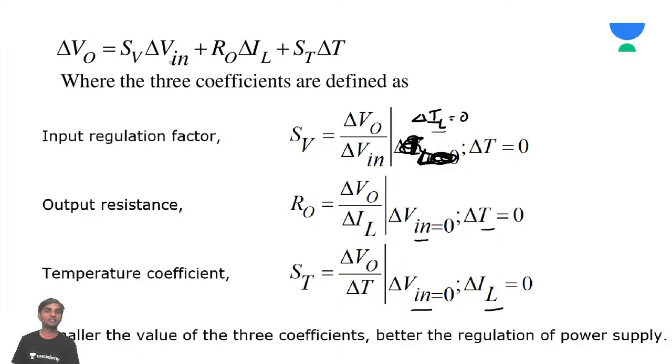Whenever there are three variables, input voltage is variable, IL is variable, T is variable. Because of that, while calculating, we assume the remaining two are constant and only one is changing. It is just like the superposition theorem which you apply in networks. Yes or no? You apply the superposition theorem when we have more than two or three sources. So this is the same as that.